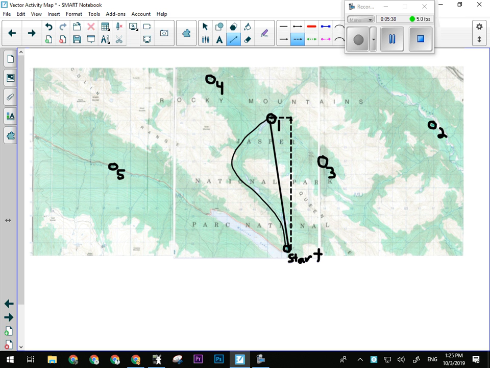I can measure all those lines with a ruler. So each day, I should see something like that: your actual path, your displacement, and its y and x components. Now, how do you know if you make these perfectly vertical and perfectly horizontal? Yeah, there's grid lines on the map. Just make them parallel to the grid lines. Do your best.